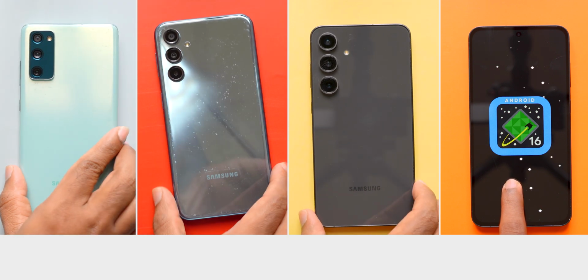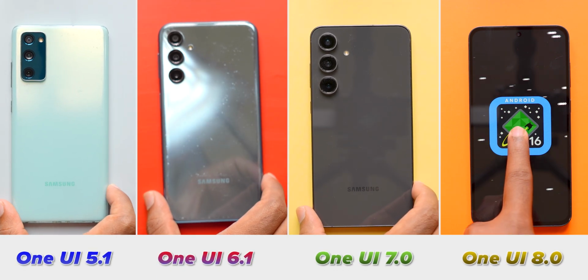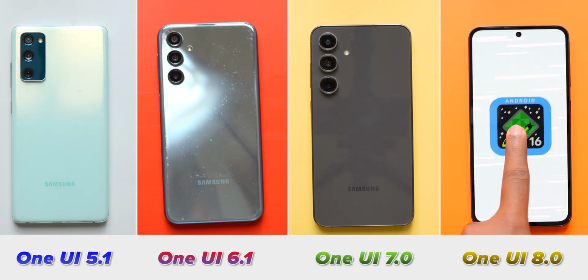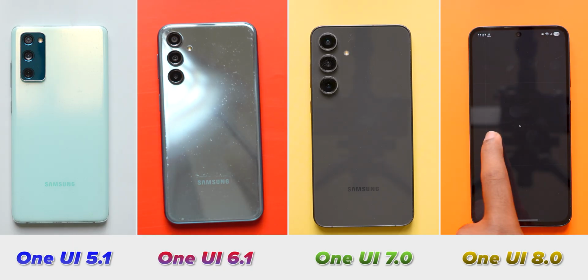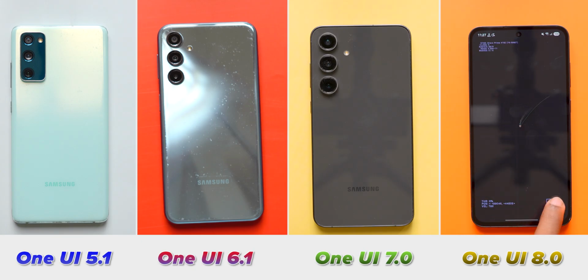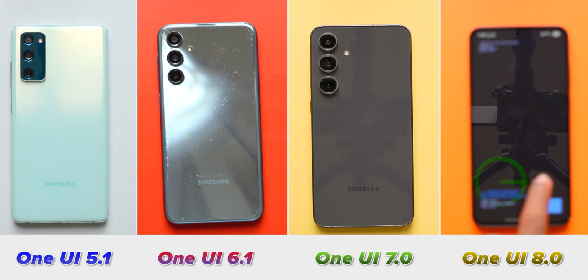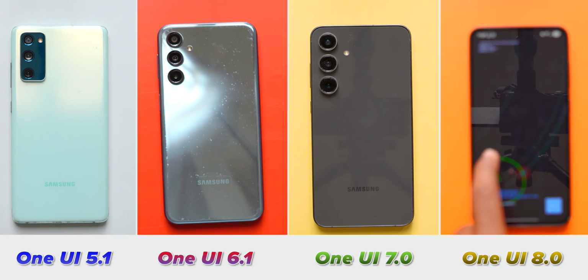This video is all about the noticeable changes in Samsung's One UI from One UI 5.1 all the way to One UI 8.0. On the left, you are seeing One UI 5.1 on Android 13, followed by One UI 6.1 on Android 14, and then One UI 7.0 on Android 15, and finally One UI 8 on Android 16. Let's walk through 8 major changes and see how the experience evolved over time.